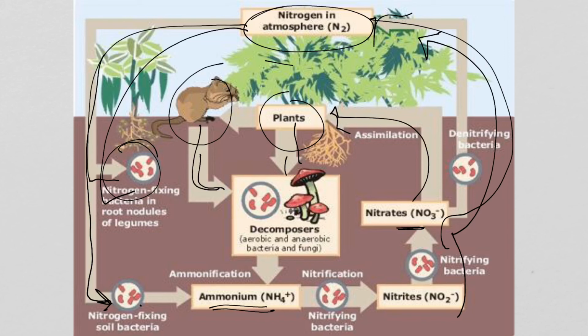The nitrogen cycle, I think, is the most complex, and you don't have to understand all the chemistry. You just need to have an understanding and a good idea of how it moves through ecosystems between the abiotic and biotic factors.